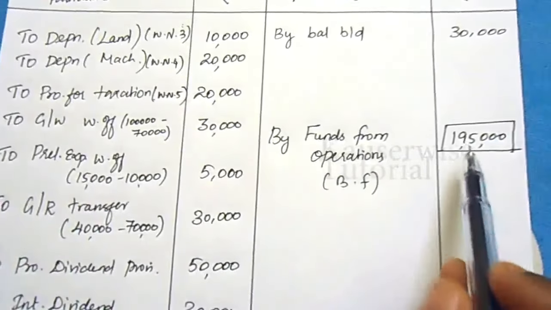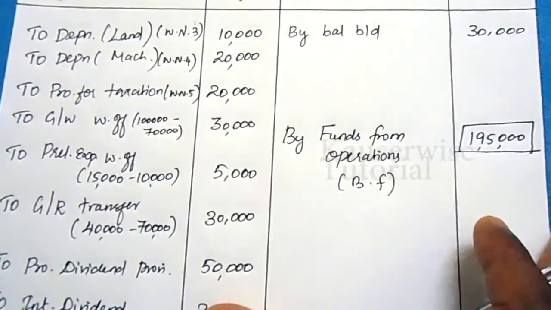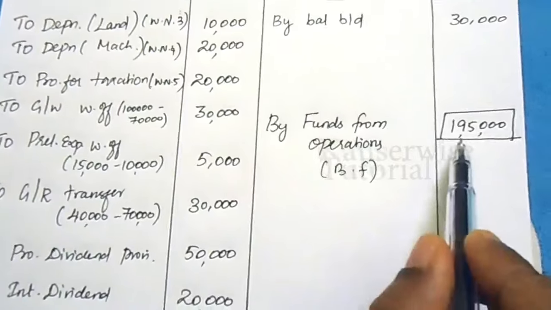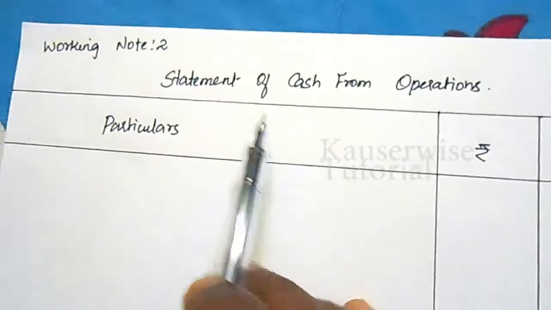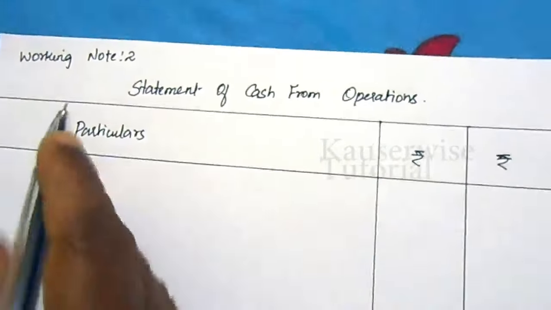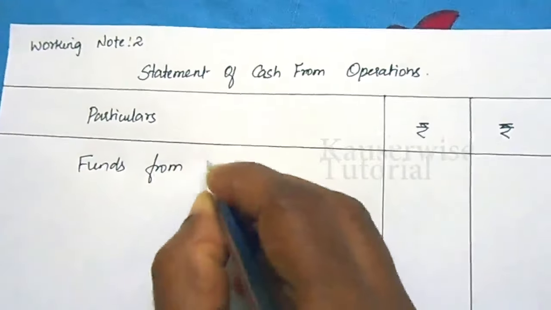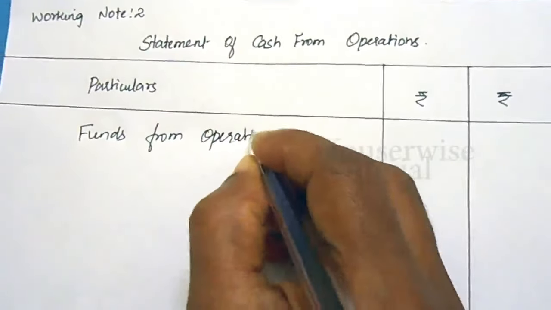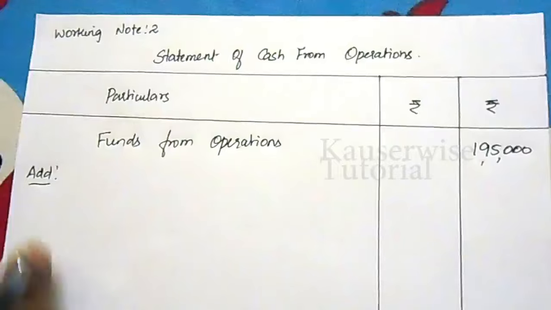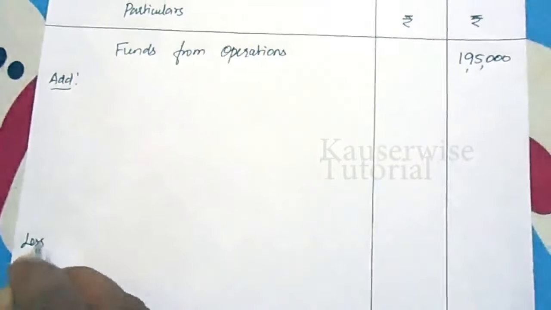Funds from operations, how much? 1,95,000. Now you have to prepare the cash from operation. There you need to start with this value, that is funds from operation 195. Now you need to find the cash from operation. This is a statement of cash from operation. Here you need to start with funds from operations. How much? 1,95,000. Enter outer column. Here you need to add certain items and you need to subtract certain items.